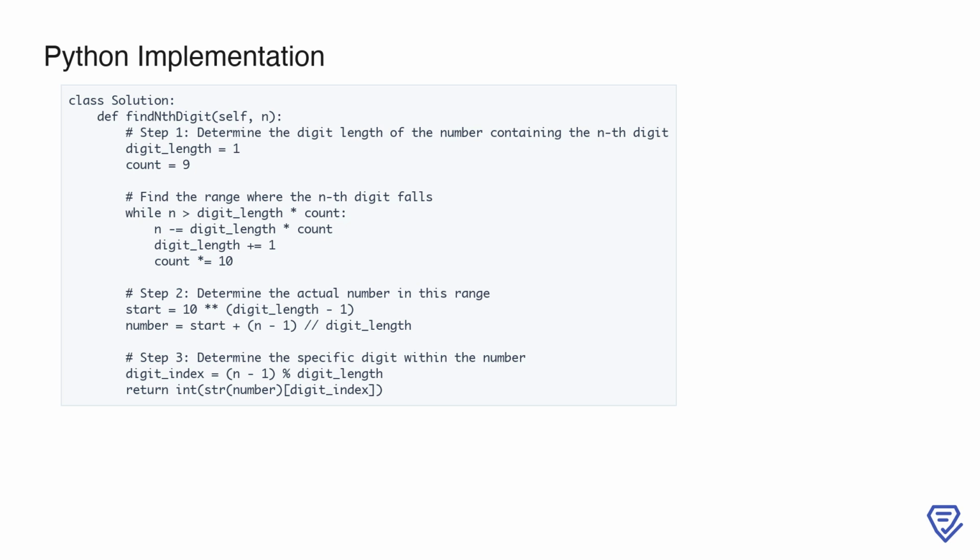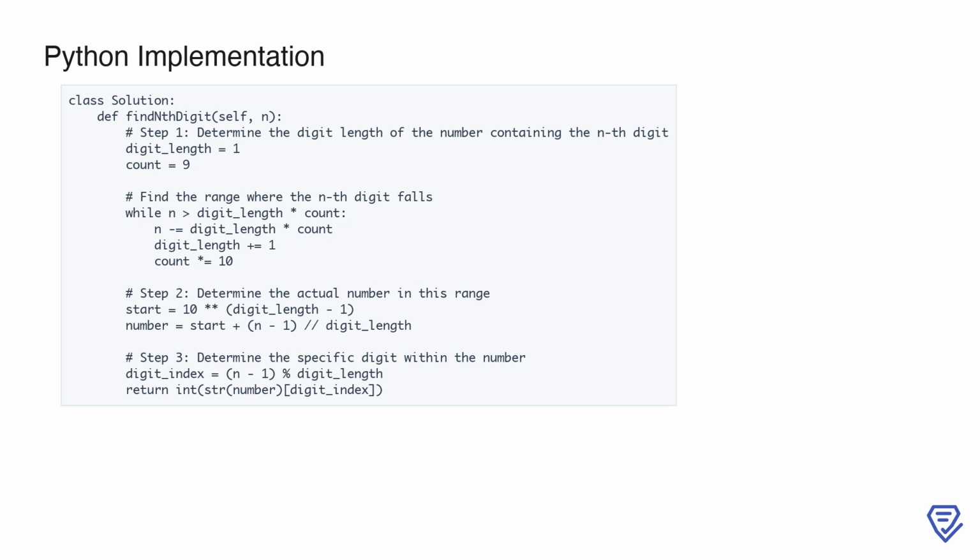The problem involves determining the range, specific number, and the exact digit within that number. Step 1. Start by identifying the digit length of the number containing the nth digit. Initially, digit_length is 1 for one-digit numbers, and count is 9, numbers 1 to 9. The code iterates through increasing digit lengths, e.g., 2-digit, 3-digit, until we locate the range where the nth digit lies. For each digit length, the total number of digits in that range is computed as digit_length * count, and n is reduced accordingly.